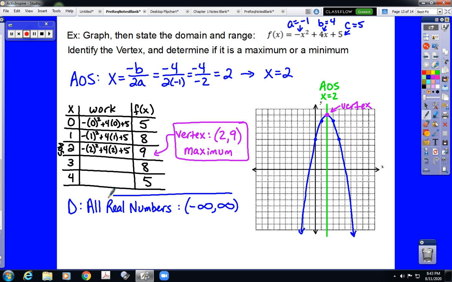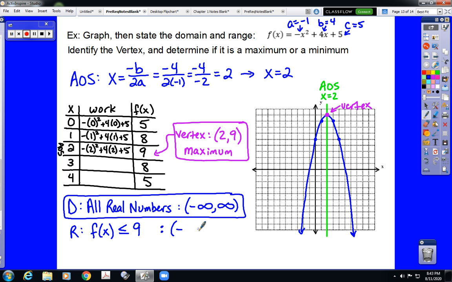We can use every single number. For the range, it's a little bit different when the graph opens downward instead of upward, because now we're looking at f of x values that are less than or equal to our maximum y value of 9 for that graph. So when we write that in interval notation, our graph starts at -infinity, and as we move up, it goes all the way to +9. 9 is included in that range, so it gets a square bracket.